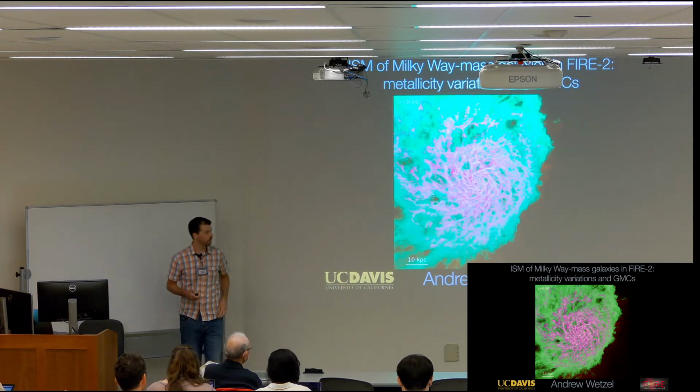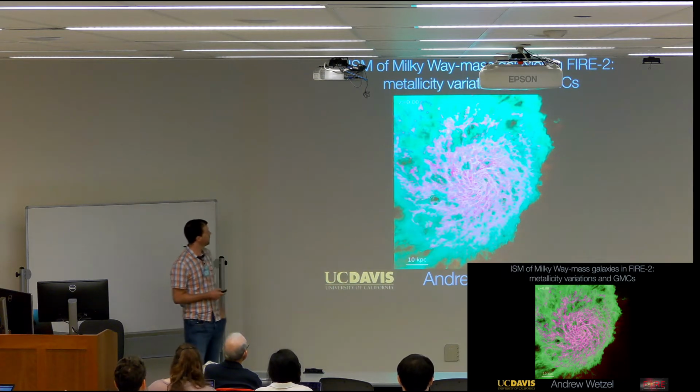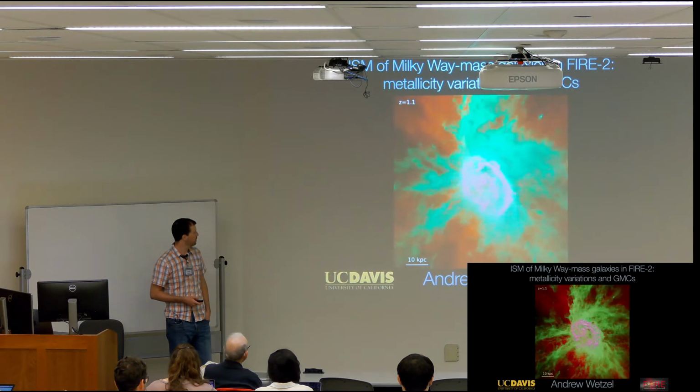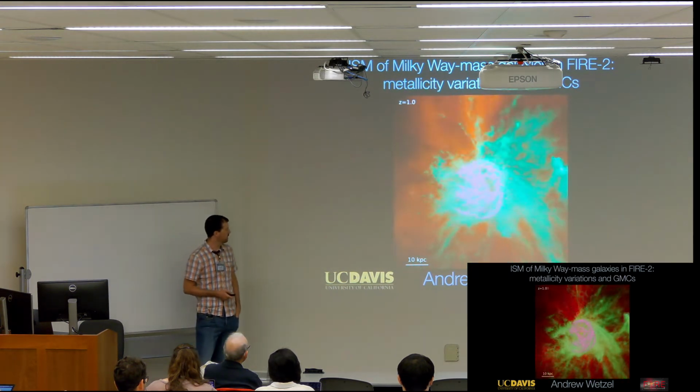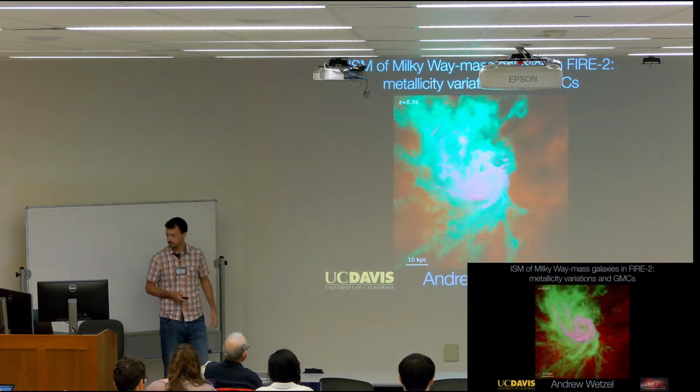Thank you. The general theme of my talk is the ISM across the histories of Milky Way mass galaxies in our FIRE-2 simulations. I'll touch on two distinct but related topics, metallicity variations and the properties of giant molecular clouds in these simulations. And here's just a movie of the evolution of the ISM since redshift 1 in one of these Milky Way mass simulations.